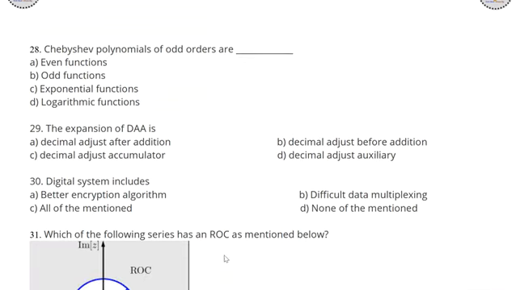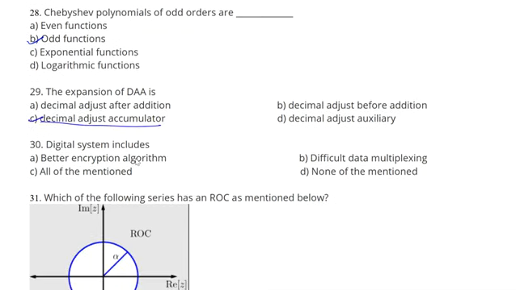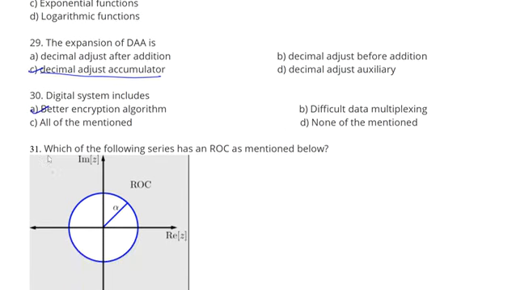Next one. Chebyshev polynomials of odd orders are odd functions. So for question 28, B is the answer. The expansion of DA is decimal adjust accumulator here. Next one. The digital system includes better encryption and easier data manipulation. The answer is better encryption algorithm.